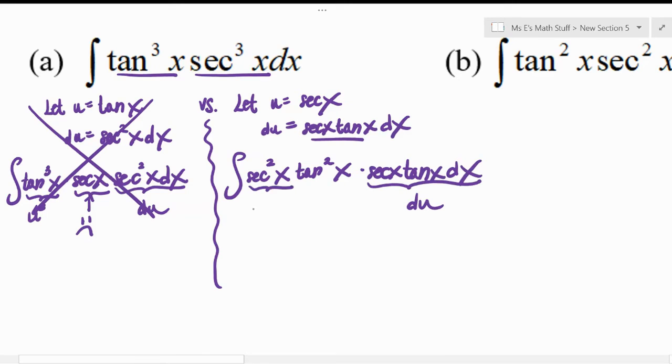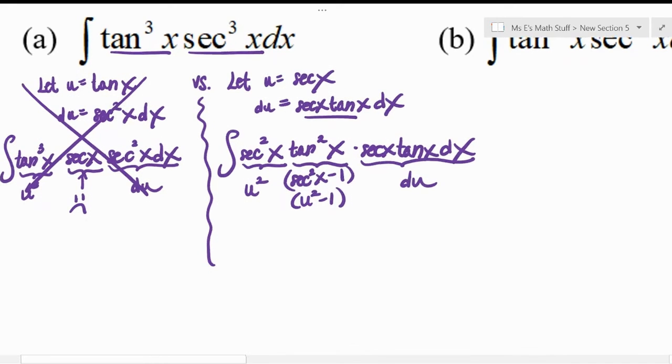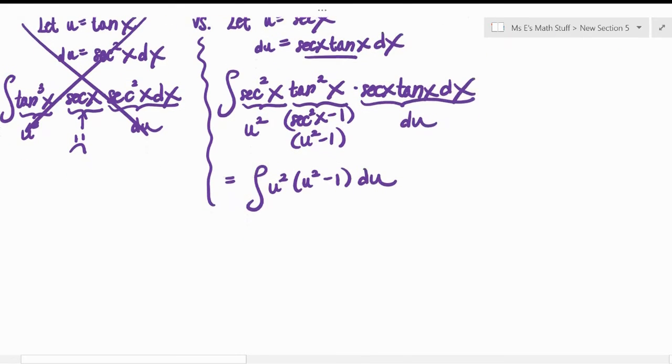Secant squared x, that's easy, that's u squared. And then the reason math is telling me yes right now is because since I've got tangent to an even power, I can Pythagorean swap my way out of that. I can Pythagorean swap my way into an expression in terms of secant. And so tangent squared is equal to secant squared x minus 1, which could be swapped out for u squared minus 1, like so. Okay, so the integral written in terms of u would be u squared times the quantity u squared minus 1 du.